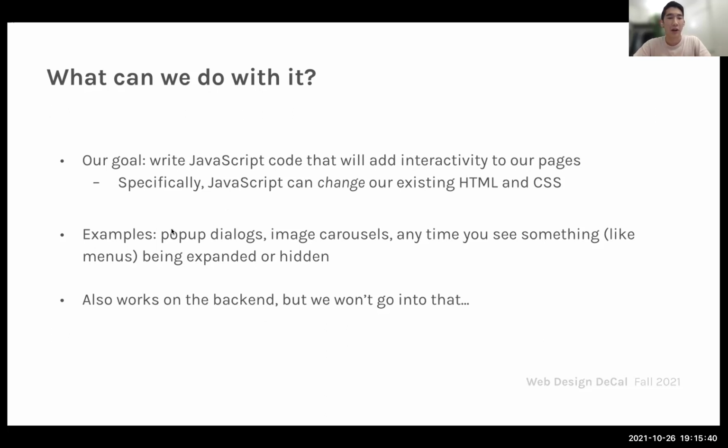Some examples are pop-up dialogues, or image carousels, like you see on Instagram, where you can scroll through some images. That's going to be one of the upcoming assignments. And anything where you see something like a menu being expanded or hidden, maybe you click a button, something appears, you click it again, and it disappears. That can all be done with JavaScript. JavaScript also works on the back end, but we won't go into too much detail with that, particularly for this class.